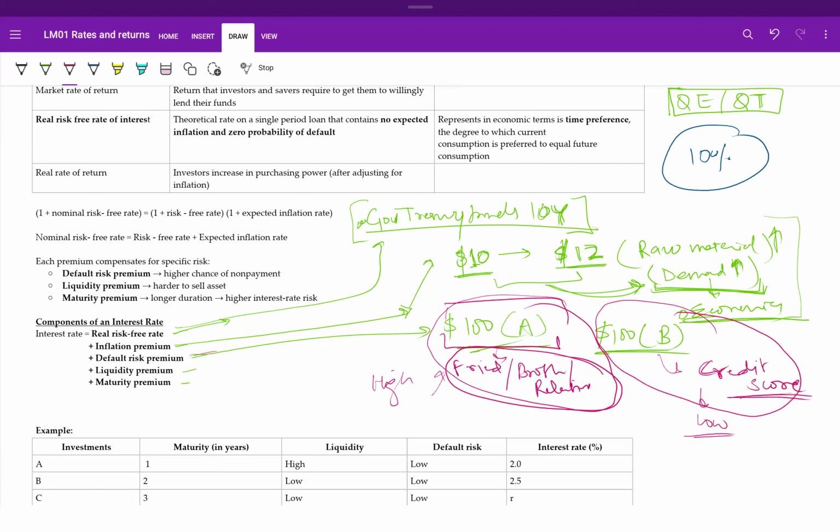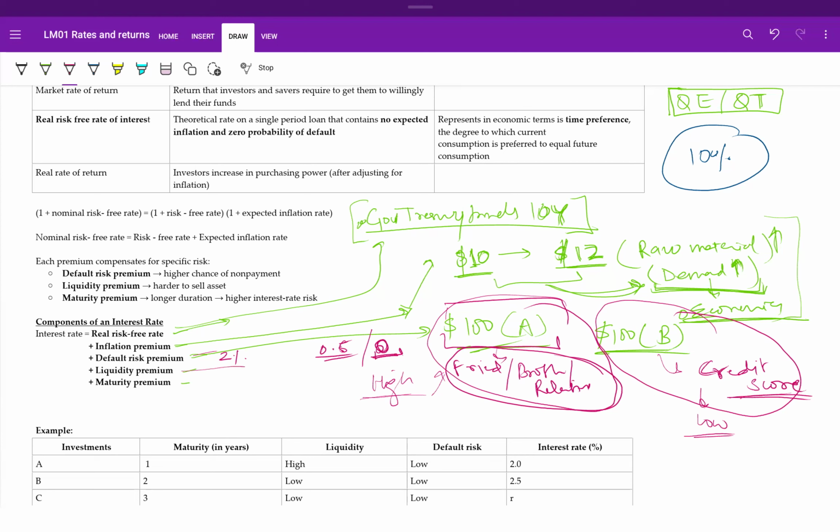This default risk premium is going to be a certain percentage rate. For high default, there is going to be a high premium, and for low default, a lesser premium. It's very rare that we use zero when we talk about default risk premium, because there is always risk. I hope you have understood what default risk premium means.